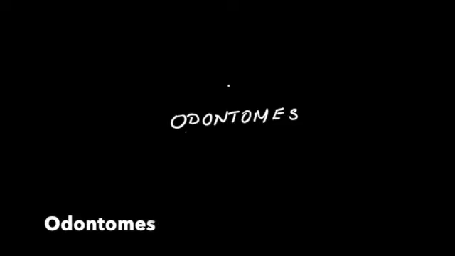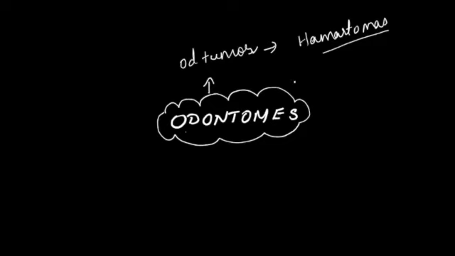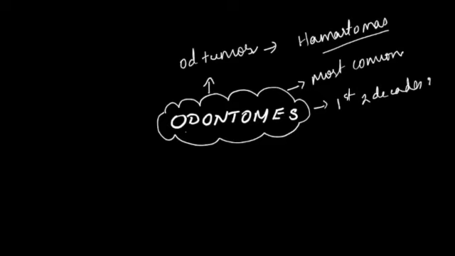Hi friends, today's topic of discussion is odontomes. They are actually odontogenic tumors, but because of their slow growth rate and low recurrence, they have been called hamartomas, which means they are abnormal tissues but native to the site. These are the most common odontogenic lesions arising in the first 2 decades of life, and they are asymptomatic. They are actually recognized during routine radiographic examination.